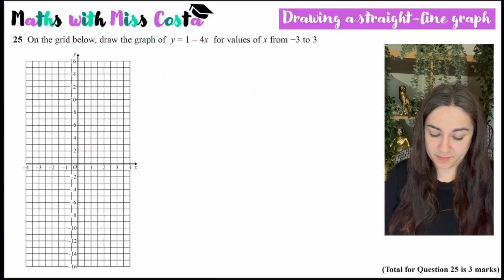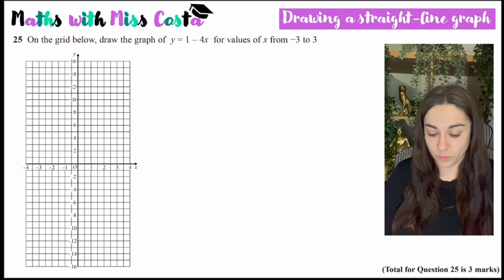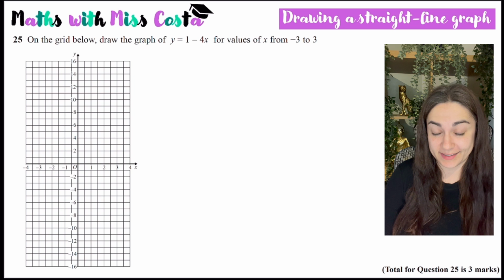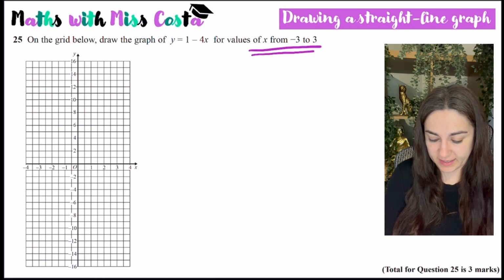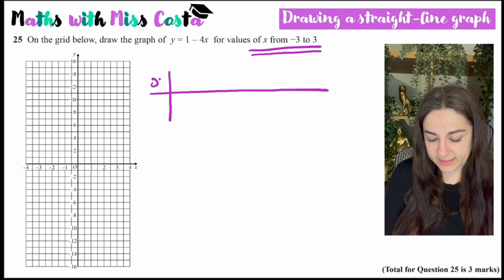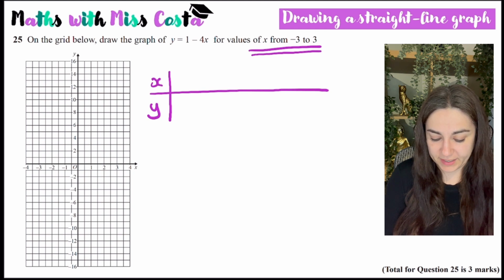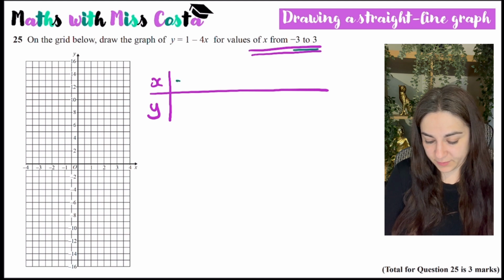Okay, now I'm drawing a straight line graph. So it's a little bit of a trickier one because it's not in its normal y equals mx plus c form. It's got a negative gradient. I need to draw the graph of y equals 1 minus 4x for the values of x from -3 to 3. So what I can do is just draw a table of values where I've got my x values and my y values. And I know that I'm going from -3 to 3.